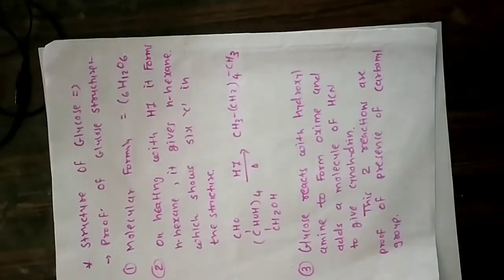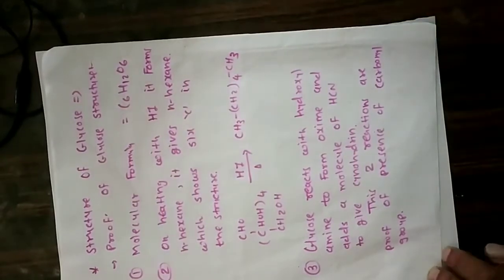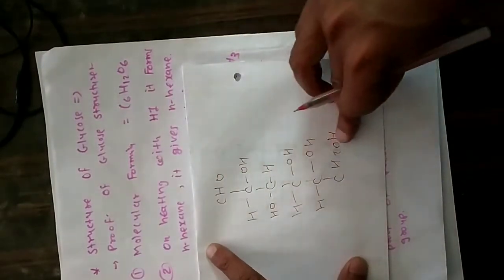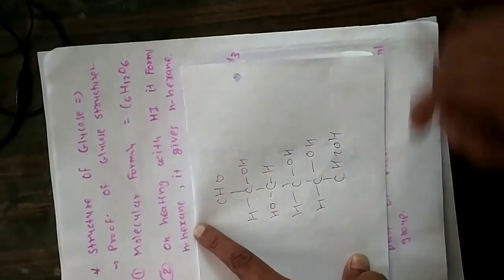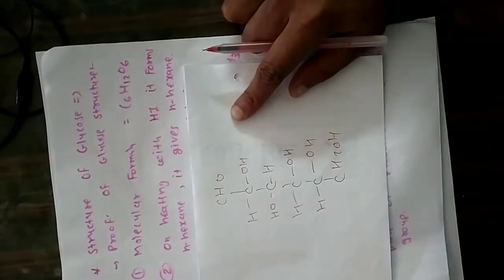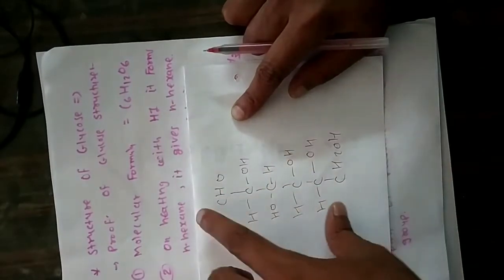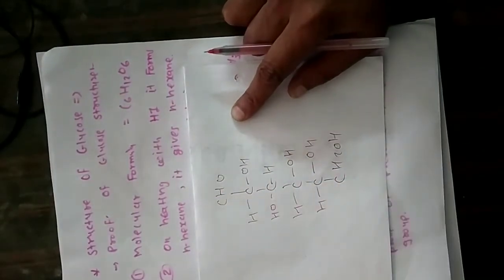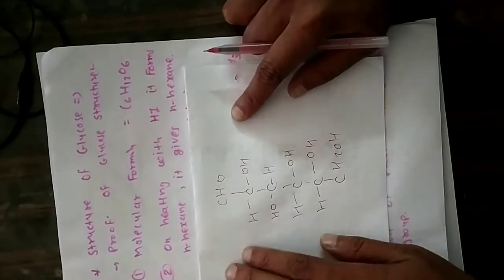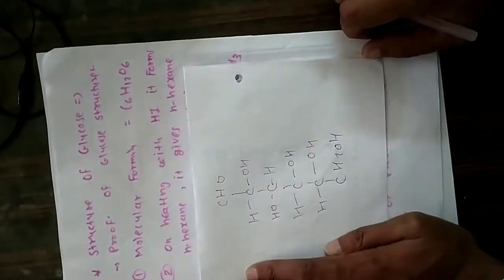Now this point is very important: the structure of glucose. Here you can see the main structure of glucose. In that you can see 1, 2, 3, 4, 5, a total of 5 alcohol groups. CHO means an aldehyde group is there. And a total of 6 carbons are in the chain. That is the structure of glucose. Now we are going to prove this structure.